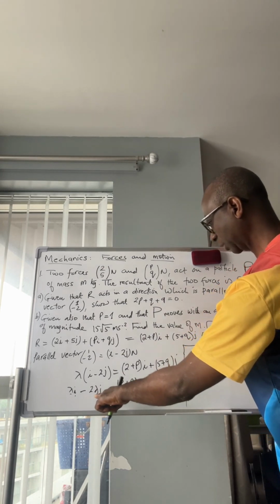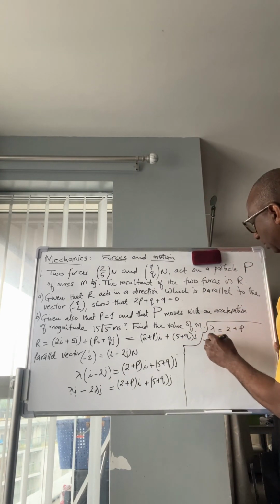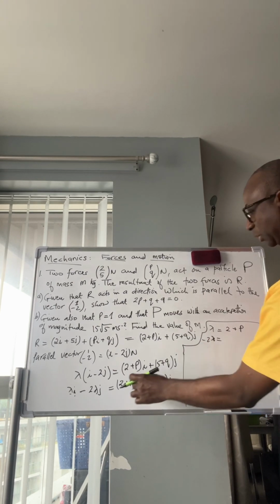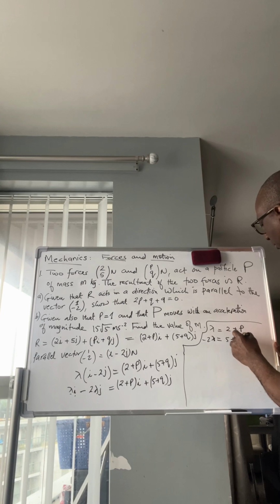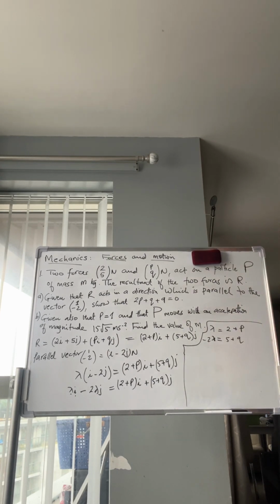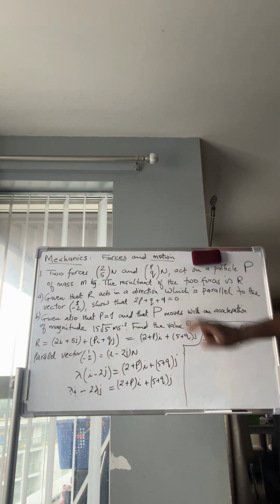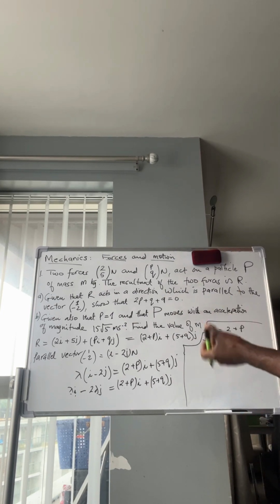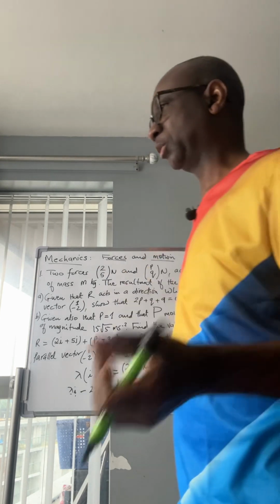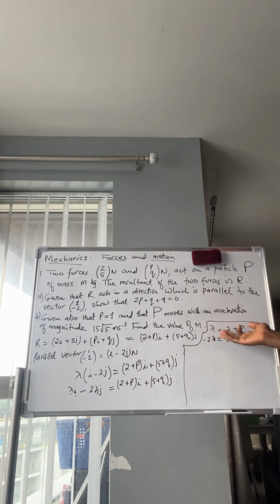And again, minus 2 lambda must be equal to 5 plus q. So now we have two equations. And if you can see, they ask us to show that 2p plus q plus 9 equals 0. You don't see lambda there. So we've got to get rid of lambda from these two equations. How do we do that? Now, you know about simultaneous equations. When you see problems like this, you know what to do immediately. You can either do substitution or you do the elimination method.